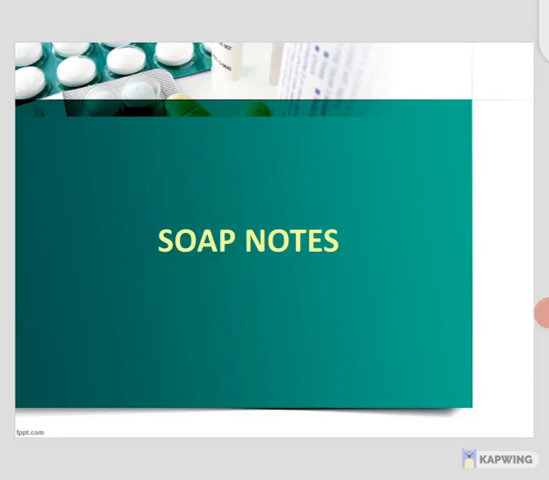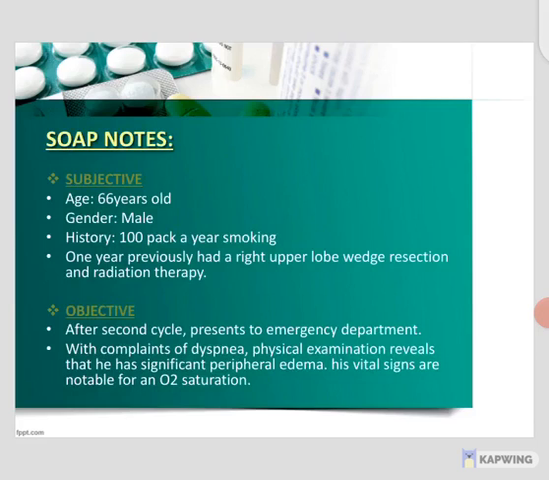Now I am going to share SOAP notes related to our case study. Subjective: age 66 years old, gender male, history of 100-pack-year smoking; one year previously had a right upper lobe wedge resection and radiation therapy. Objective: after the second cycle, presents to the emergency department with complaints of dyspnea. Physical examination reveals significant peripheral edema. His vital signs are notable for the oxygen saturation.